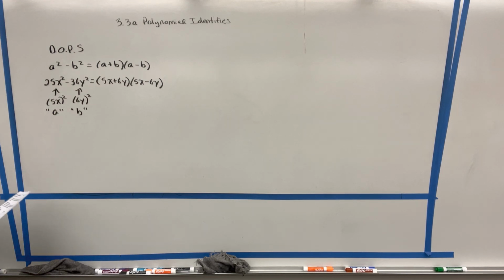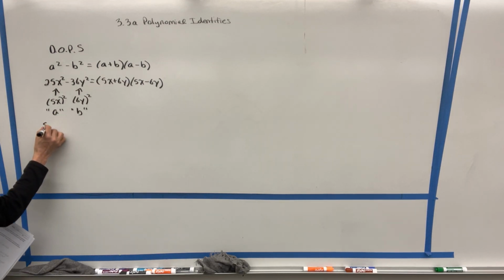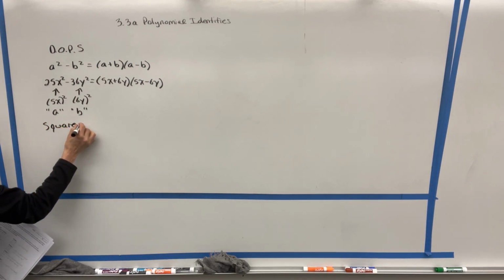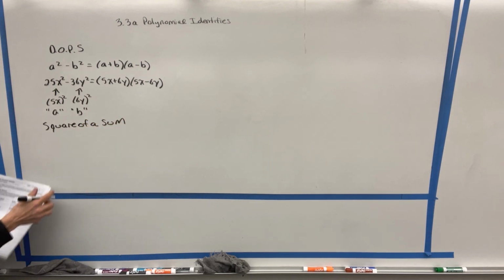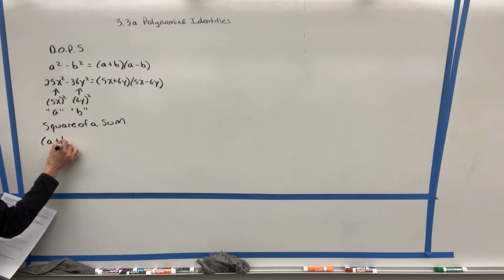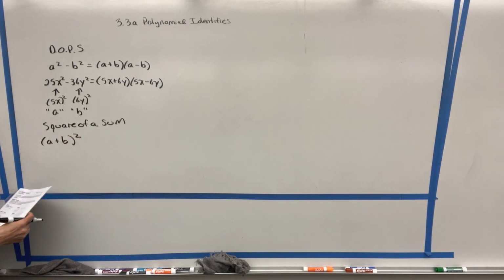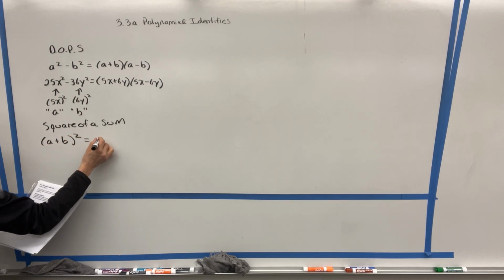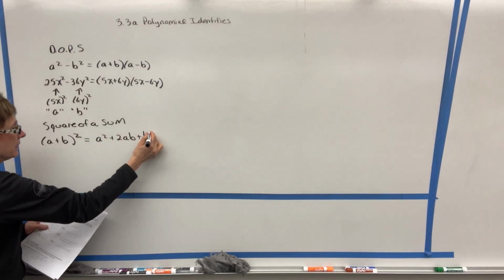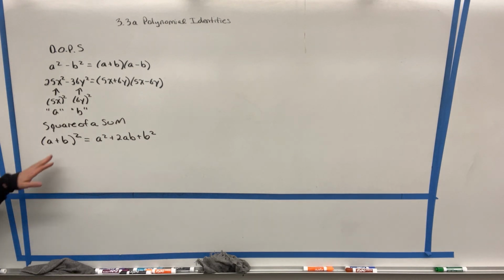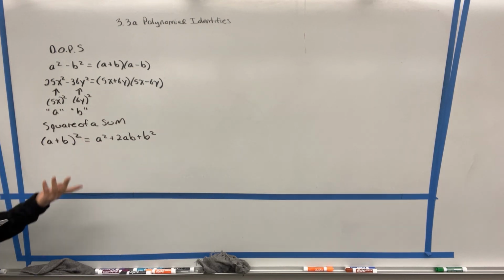Now, there's another identity called square of a sum. We don't use this one as often as we use the DOPS, but it's telling us that if I take a plus b and square it, I get a squared plus 2ab plus b squared. Essentially, if I FOIL a plus b times a plus b, this is what I would get.